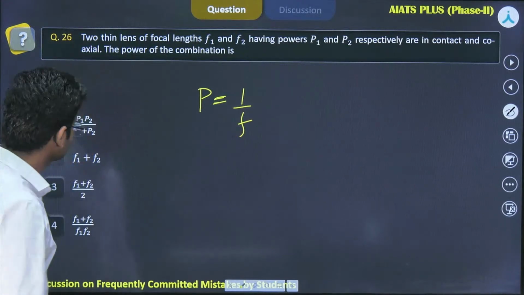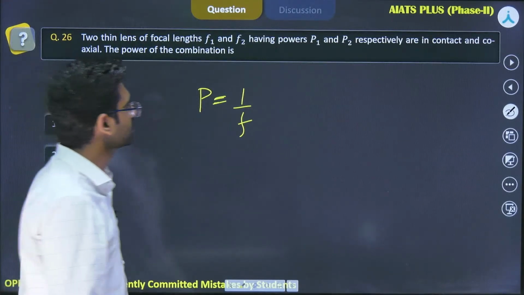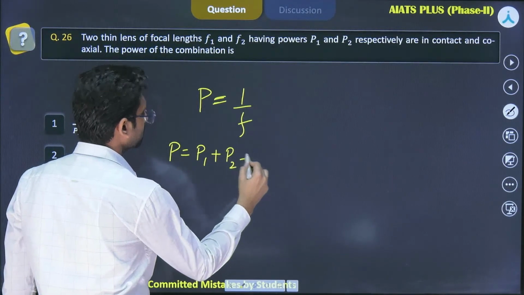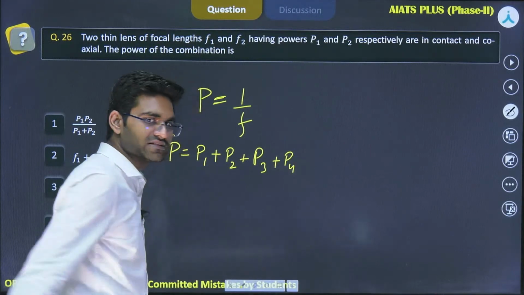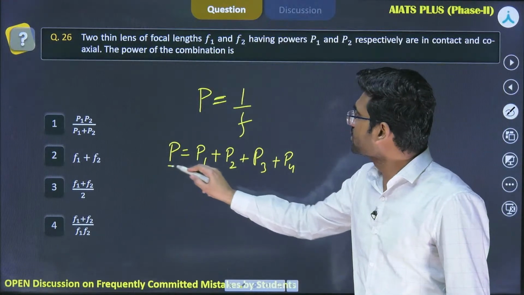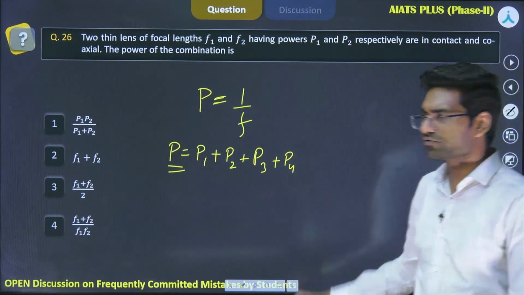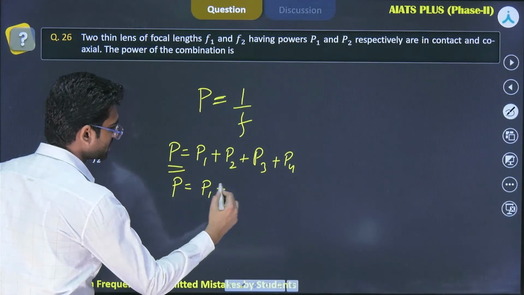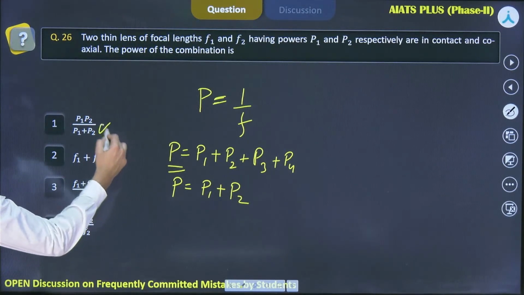The answer is given in power form as well as in focal length form, right? So P is equal to P1 plus P2. If there are more than 2 lenses, then it could be P3, P4, whatever be the number of lenses. If they all are thin lenses, then the total power of the combination is P1 plus P2 plus P3 plus P4. But here there are only two lenses, so P is equal to P1 plus P2 in terms of power. As you can see, this is not the option.